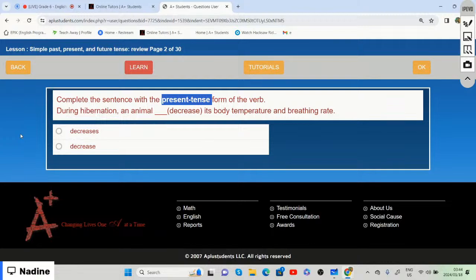Remember, we said when it comes to the present tense, you need to ask yourself, is it a singular subject that goes with a singular verb? If it is, then we add an S. And if it's a plural subject that goes with a plural verb, then we don't add an S. It's just ongoing. So here it says, during hibernation, an animal decrease its body temperature and breathing rate.